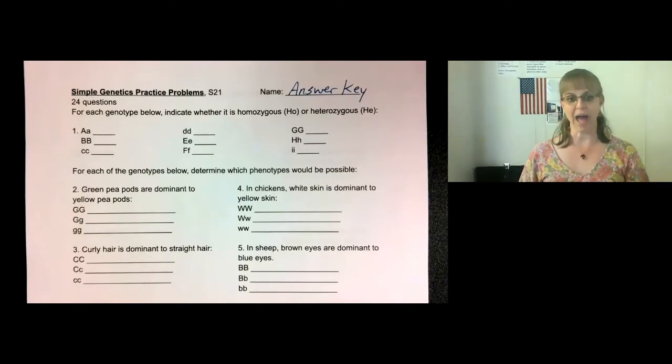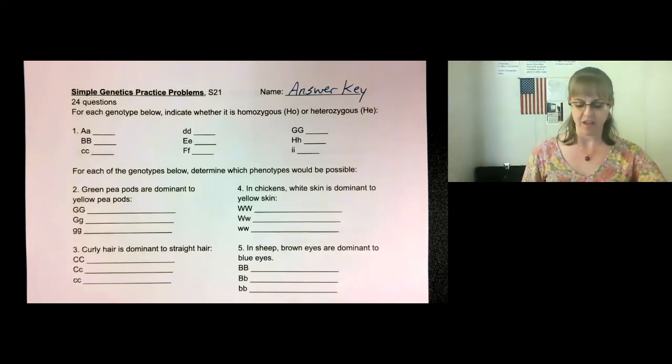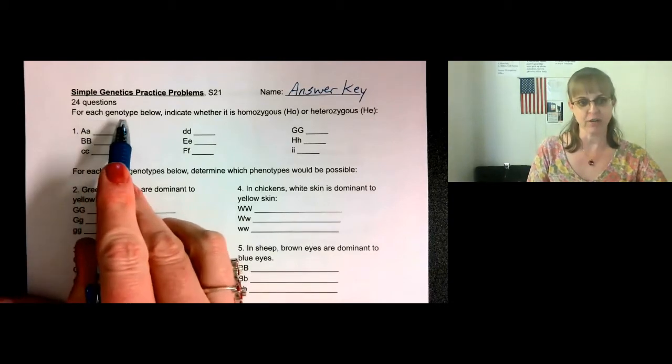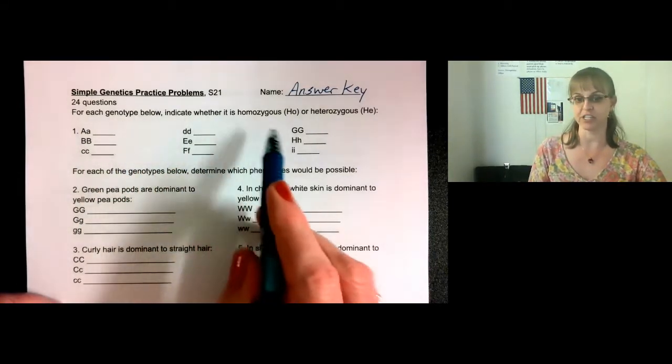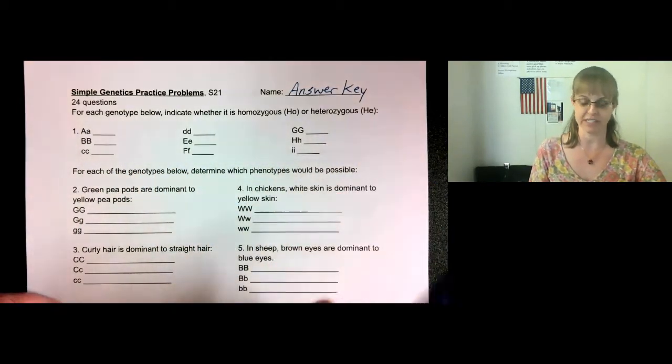I'd like to show you how to do some simple genetics practice problems, and then you can finish the worksheet on your own. First of all, for each genotype below, indicate whether it is homozygous or heterozygous.